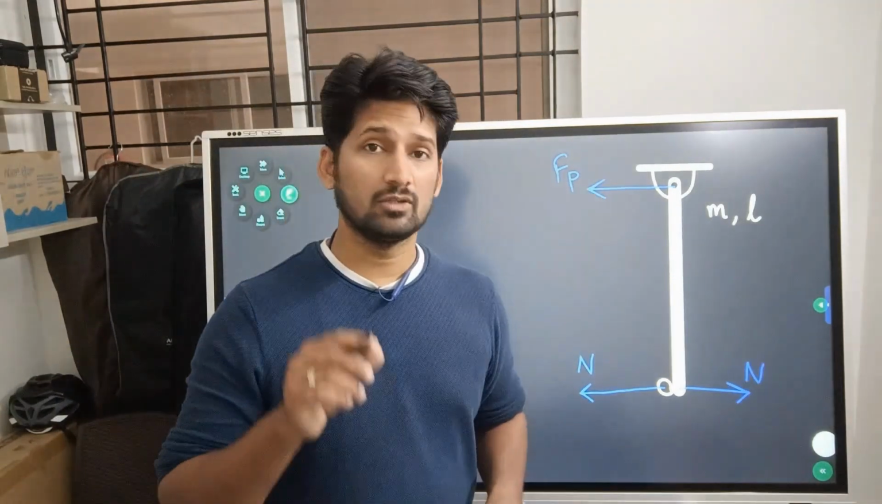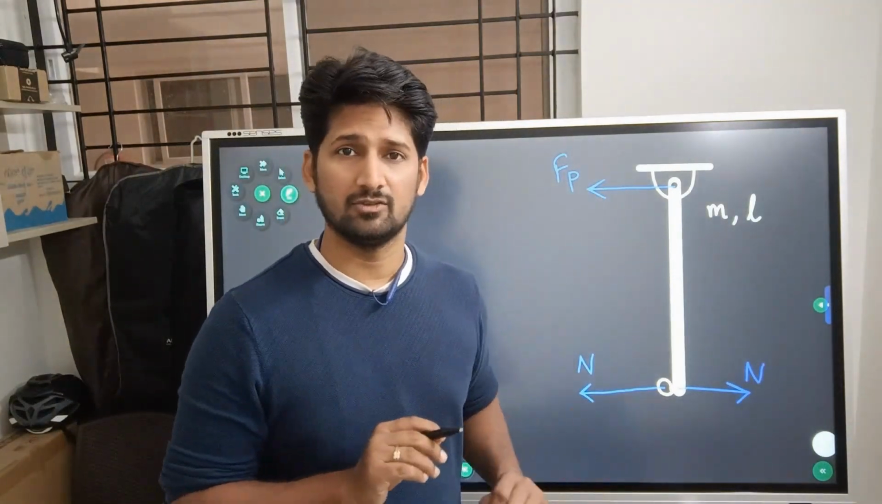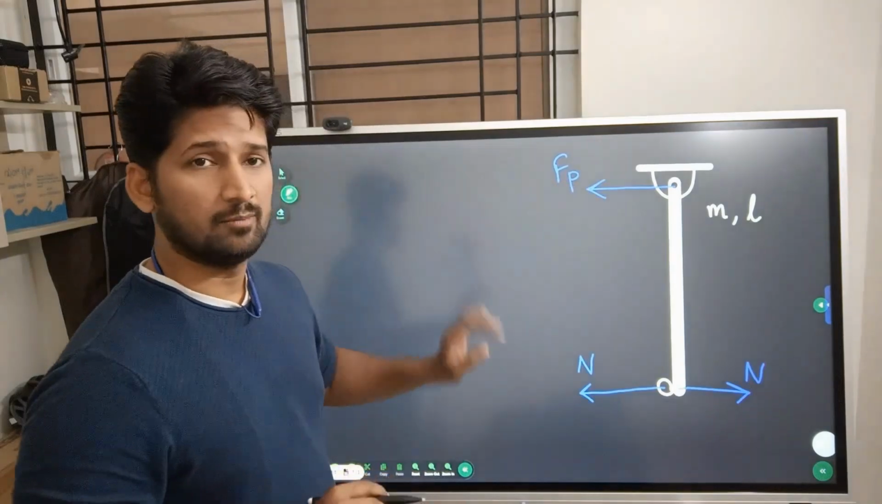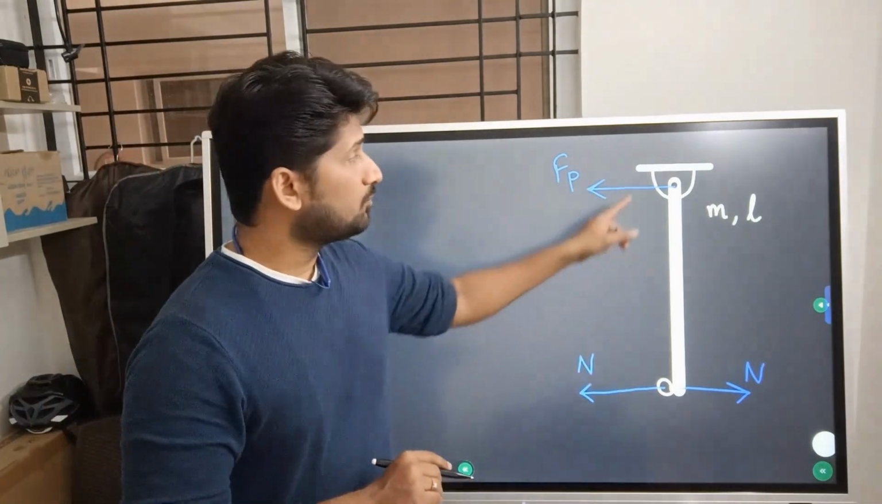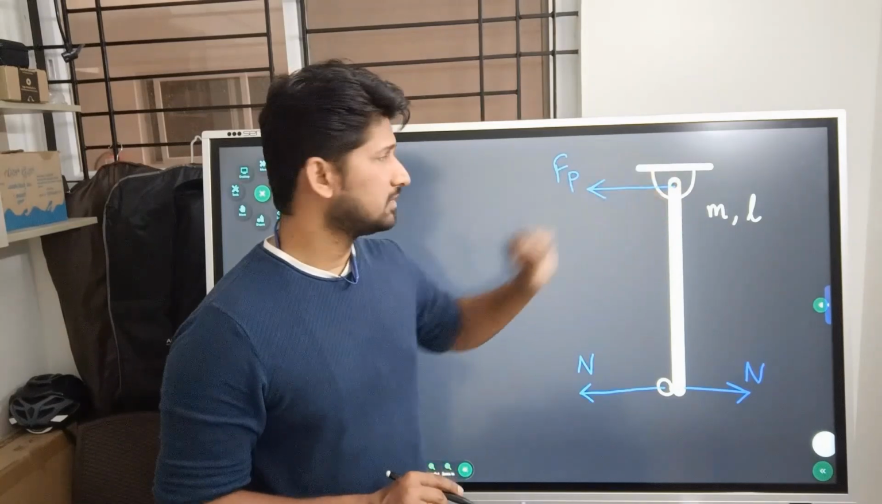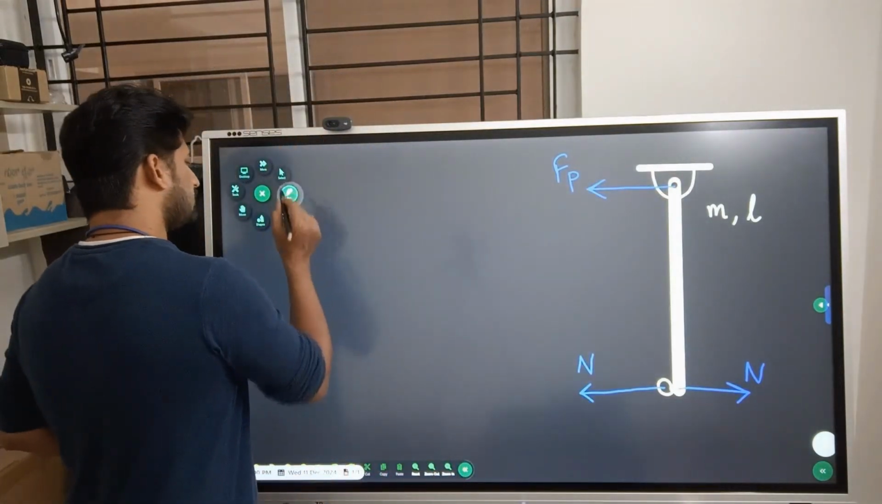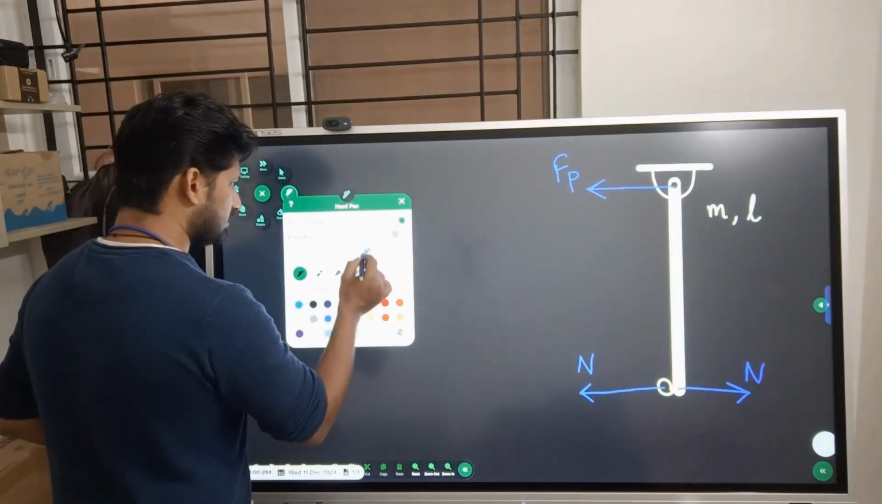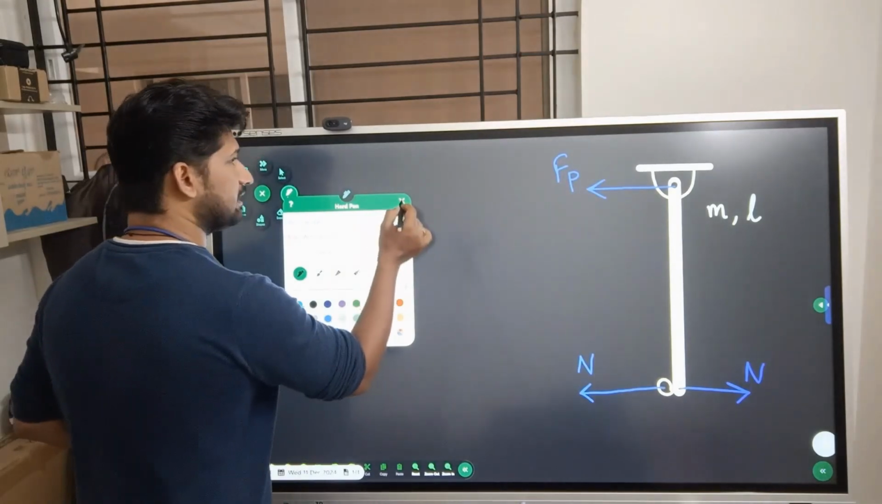Now we don't even know the proper direction in which the pivot exerts a force. We have just assumed it this way. But what we know for sure is the point of action of that force. It has to act at that end of the rod. So what we are going to do is we are going to consider an axis at that end of the rod.